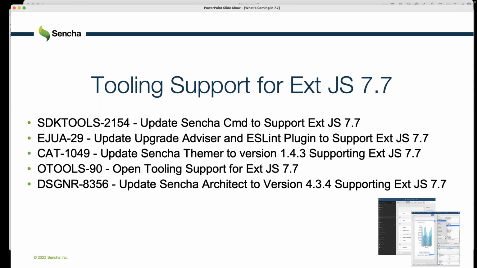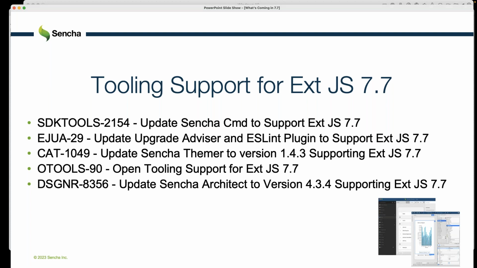It will run an ESLint environment with custom plugins that we've written and now have upgraded for 7.7. It will give you a report of all the things that may have been deprecated or changed, or overrides that you've created. And in a lot of cases, it will allow you to click a button and fix anything that it knows it can fix, like proper props or configs that have changed, or deprecated methods, etc. So the Upgrade Advisor and the ESLint plugin are being updated.